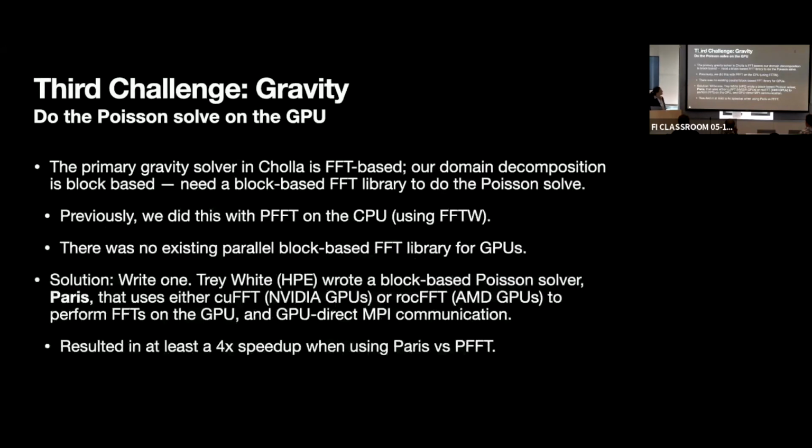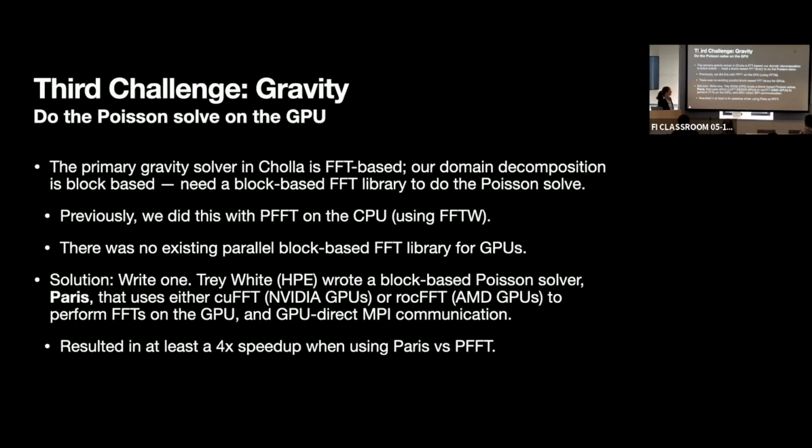The third challenge we had was gravity. And this is where I was really glad that we had some vendor partners who were psyched to do some programming, because we had this gravity solver that was based on FFTs, and we have a block-based domain decomposition. That means we needed a block-based FFT library in order to do our Poisson solve. When Bruno wrote the code, he did this with one of the only block-based public FFT libraries, to our knowledge, which was PFFT, but PFFT was a CPU library. So even if we were running the Fourier transforms on the GPU, we still had to do a lot of this work on the CPU because that was the library we had access to.